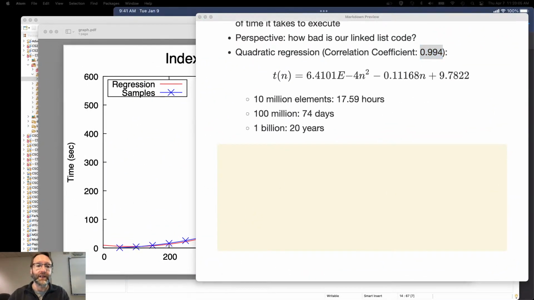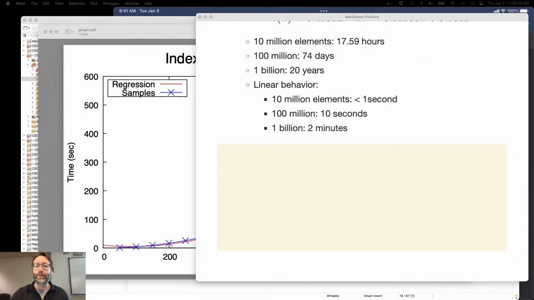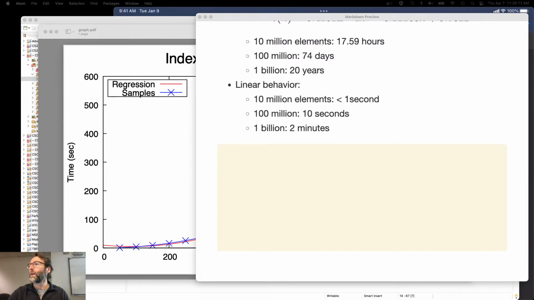In fact, I'll just tell you, what if we did a linear behavior? Let me go ahead and back that. There we go. All right. 100 million elements would be less than 1 second instead of 18 hours. 100 million elements would be 10 seconds instead of 74 days. 1 billion elements, that's still going to be a lot of work, but you're talking about minutes instead of decades.